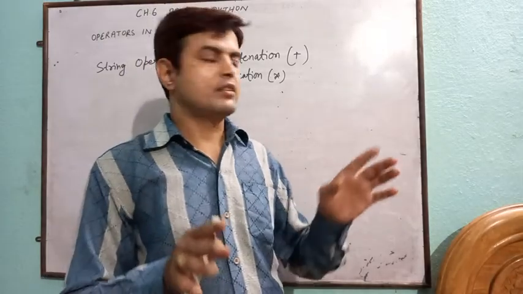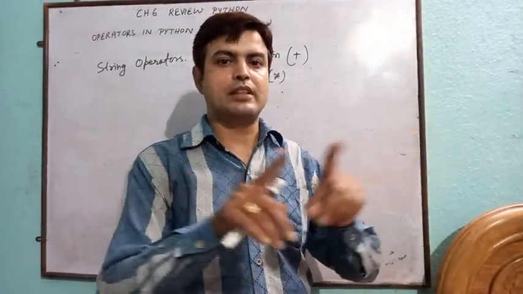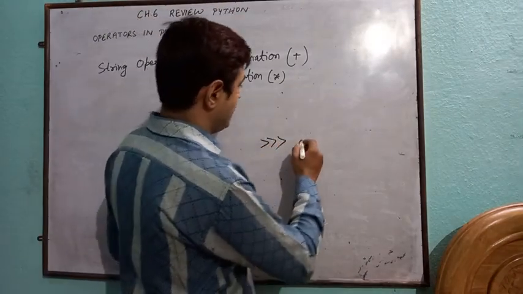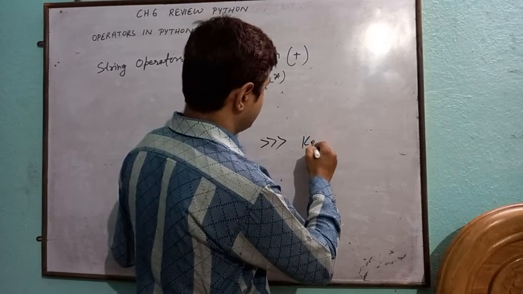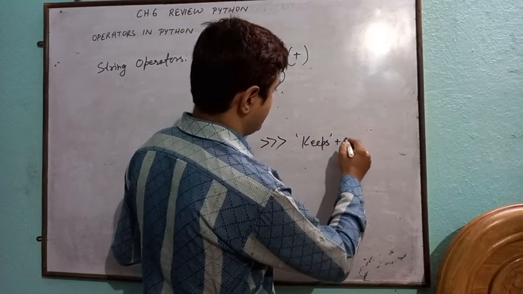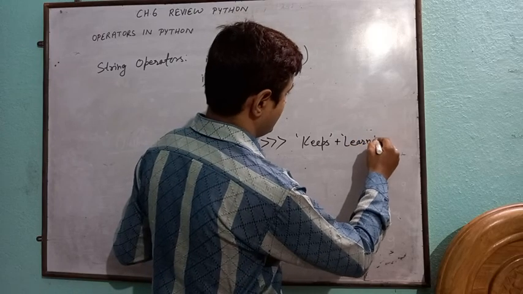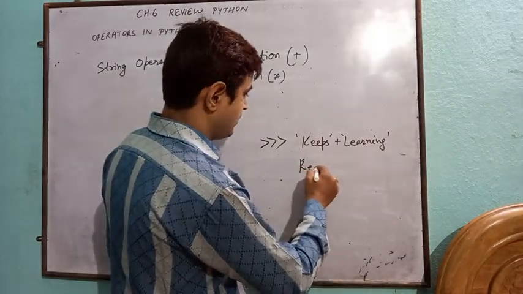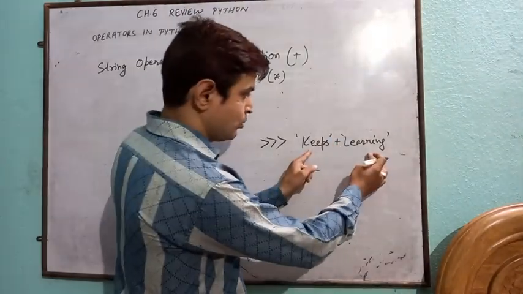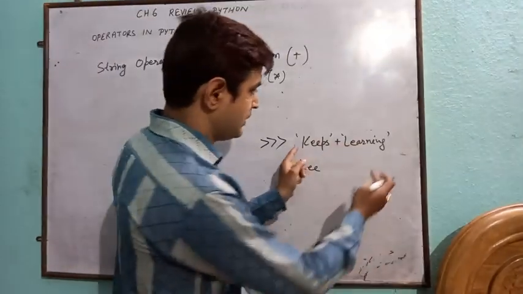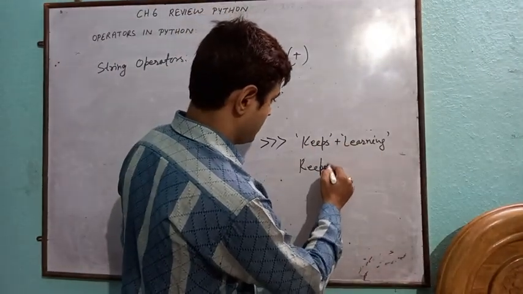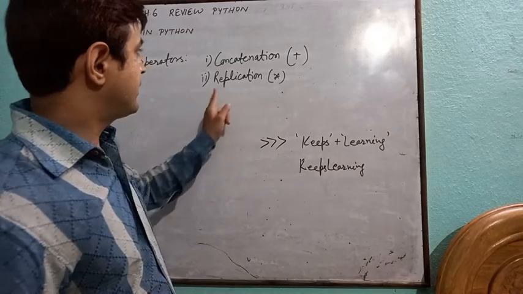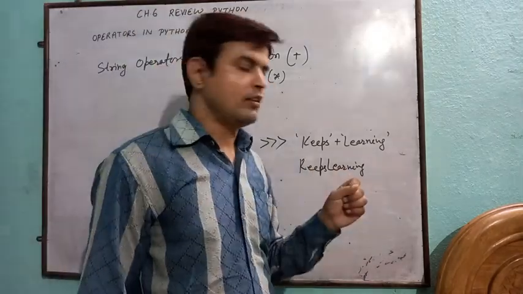Obviously, this operator joins two strings. For example, suppose this is the Python prompt, and we write keeps plus learning. As we press the enter key, this operator concatenates these two strings, keeps and learning, that is, it will join these two strings like this: keeps learning. And the next is the replication operator, star.